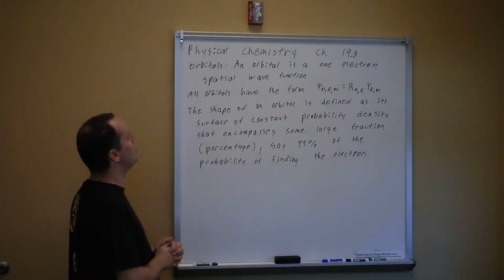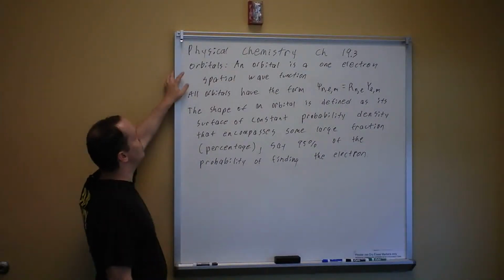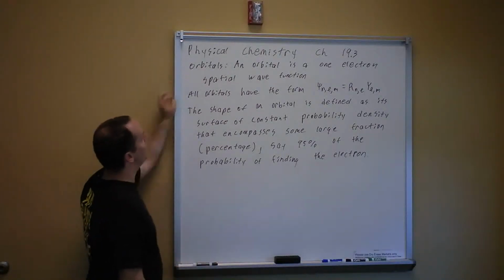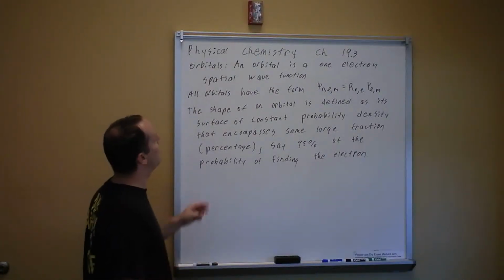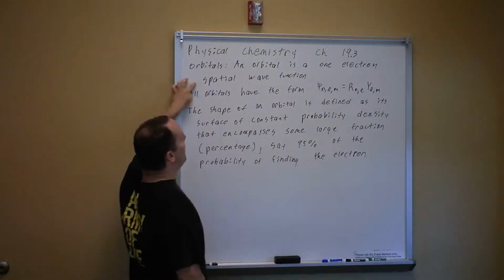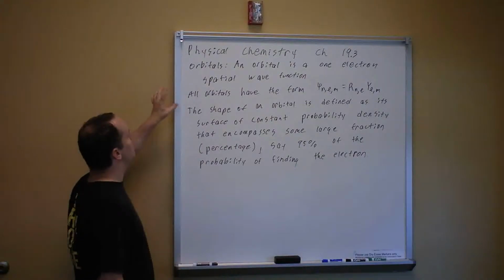Continuing on physical chemistry, chapter 19, we're back in section 3. Now we're talking about orbitals. Hopefully, if you're taking chemistry, you know what an electron orbital is by now. An orbital is a one-electron spatial wave function.